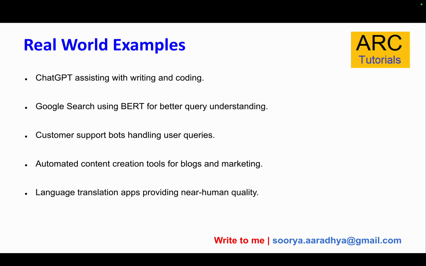Now, what are some of the real world examples of large learning models? ChatGPT is one. Google search uses BERT, or you now call it Gemini. Customer support bots, automated content creation like Perplexity or say Jasper AI or Copy AI. You have large language translation apps that provide near human quality, right? So these are all examples of large learning models.